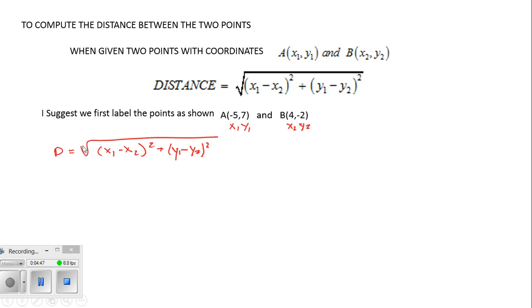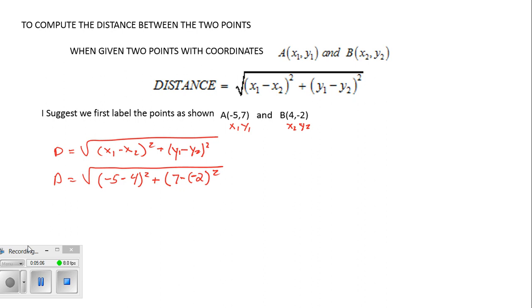Distance equals the big square root. Everything's under the root. Differences of the x's squared plus the differences of the y's squared. Write the formula down. Reference which number is x1, y1, x2, y2. Fill them in as shown here.